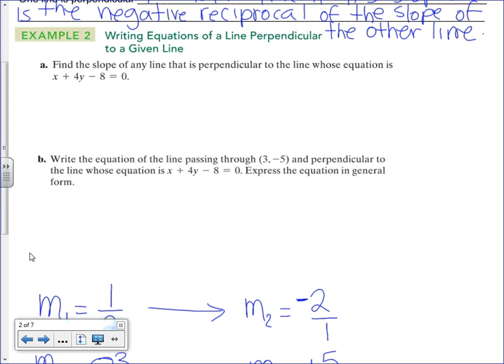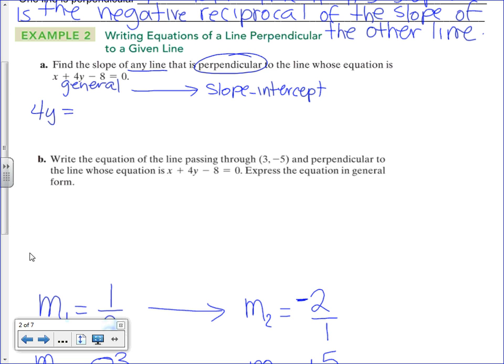Okay, so find the slope of any line that is perpendicular to the line whose equation is x plus 4y minus 8. Now, first thing that we need to do, and don't tell me that the slope is 1, okay? You cannot do that. That's a no-no. First, you need to solve that. You need to go from general form to what form? Slope-intercept. Okay. So we want to do that by solving for y.